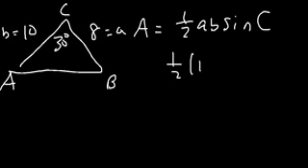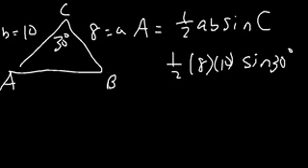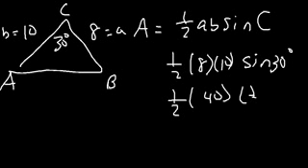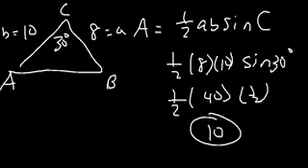So it's 1/2 times 8 times 10 sine of 30. Sine of 30 is on a unit circle, which is 1/2. 8 times 10 is 40. So half times 40 is 20, and half of 20 is 10. So your whole answer is 10.